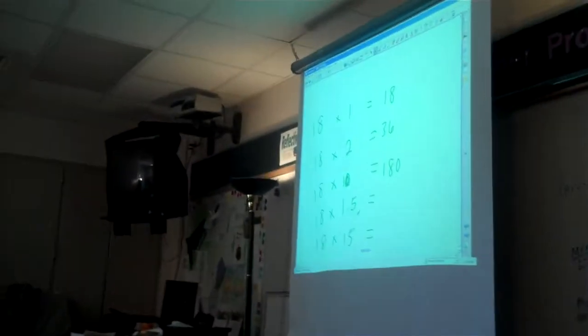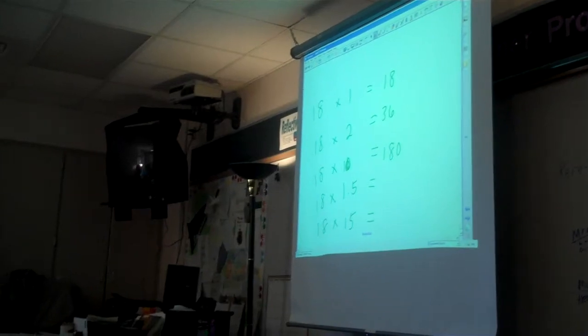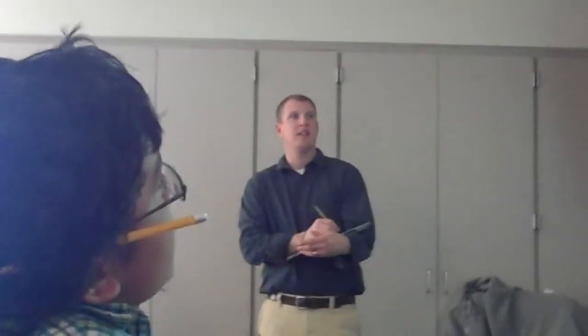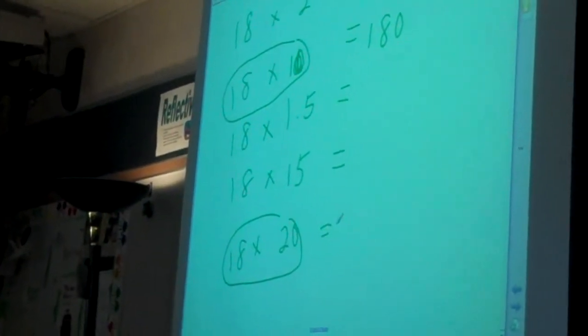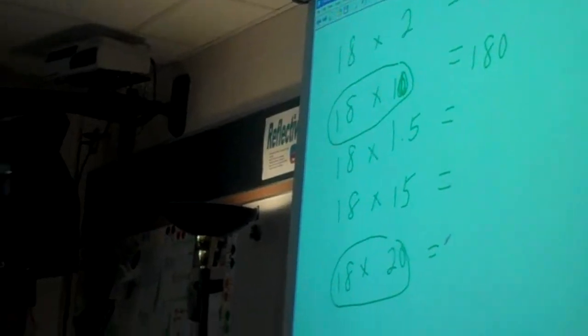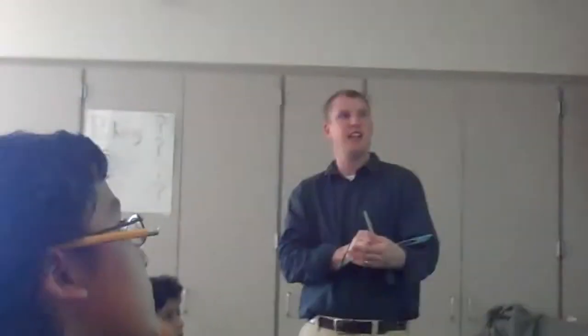How about let's solve the 18 times 15 first? Would you all agree that 18 times 15 is a little bit difficult to understand? But could we do 18 times 20? 10 of them was 180. 20 of them is double it. Hands would be a good thing to do here. So what would 20 of them be? If 10 of them is 180, double it, it would be 360.